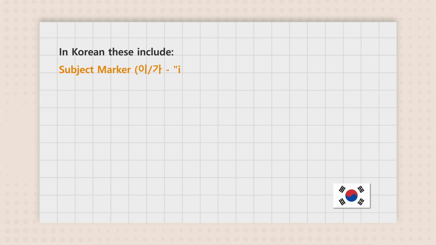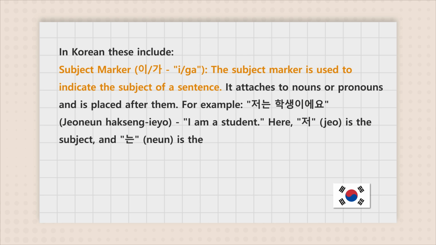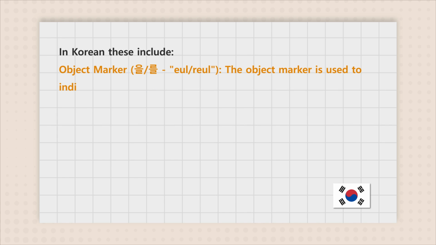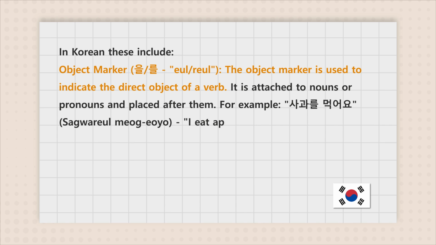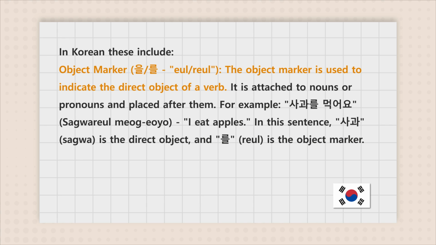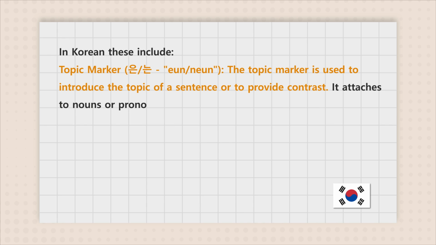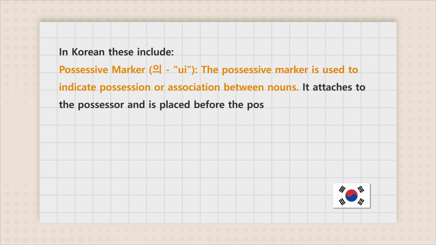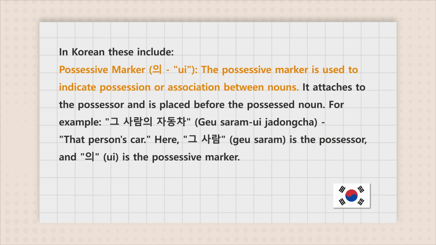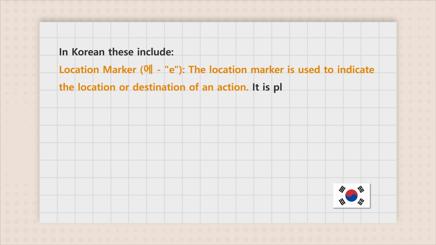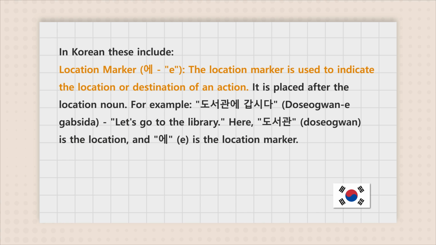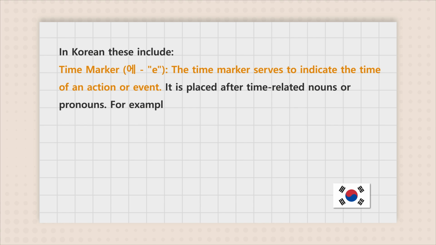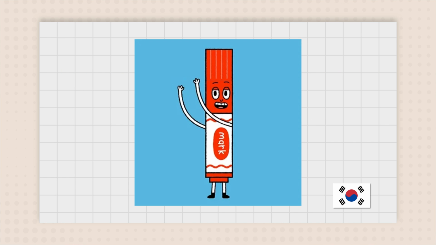Both languages use a system of particles to indicate grammatical relationships. In Korean, these include the subject marker, the object marker, the topic marker, the possessive marker, the location marker, the time marker, and the permanent marker. I'm just kidding.